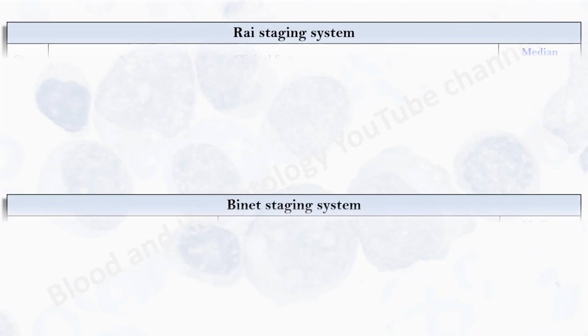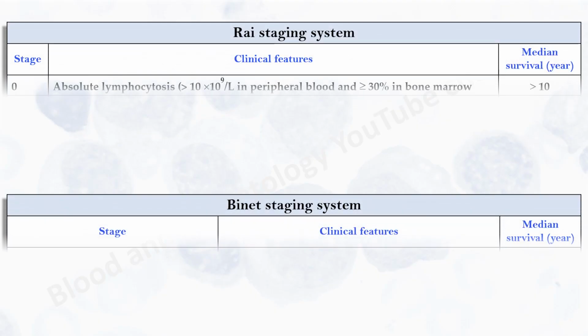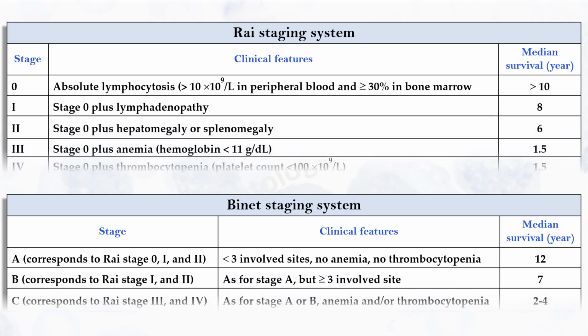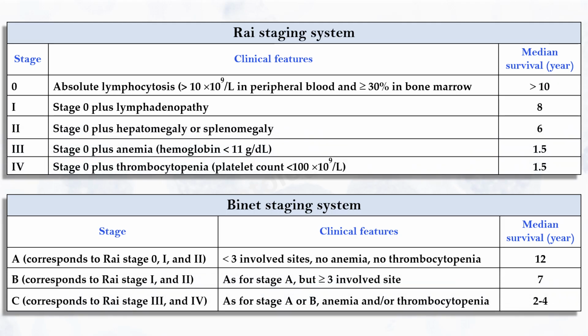Two staging systems are used in CLL patients, Rai and Binet. The Rai system is based on lymphocytosis, hepatomegaly, and splenomegaly with or without lymphadenopathy, and hemoglobin and platelet levels. It is more commonly used in the US. The Binet staging system stratifies patients based on the number of involved lymphoid sites and the level of hemoglobin and platelets, and is more commonly used in the UK and Europe.